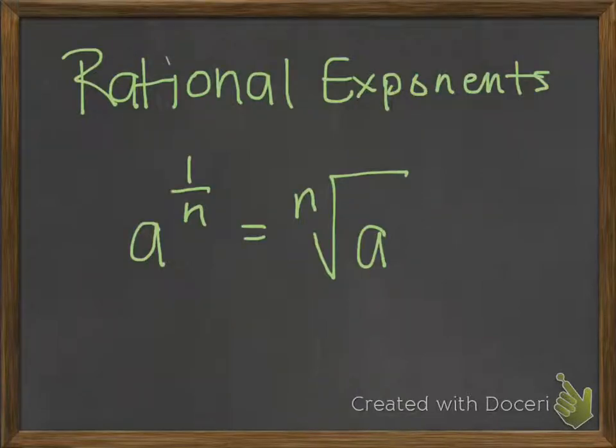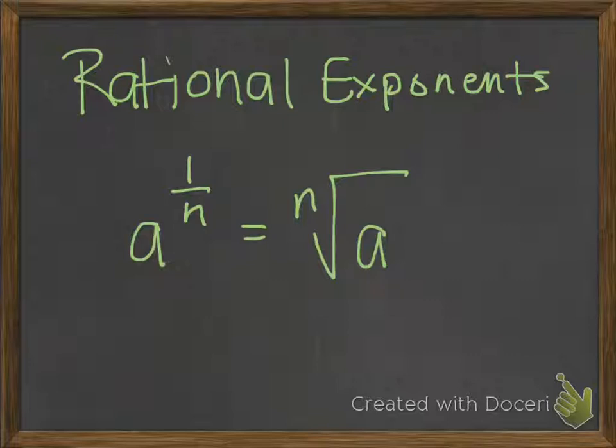The first rule at the top of your page is the rational exponent, and the rule essentially says that if I have a to the 1 over n power, it's the same thing as taking the nth root of a. The n could be anything, such as the square root, the cube root, the fourth root, and so on. So n could be any number.